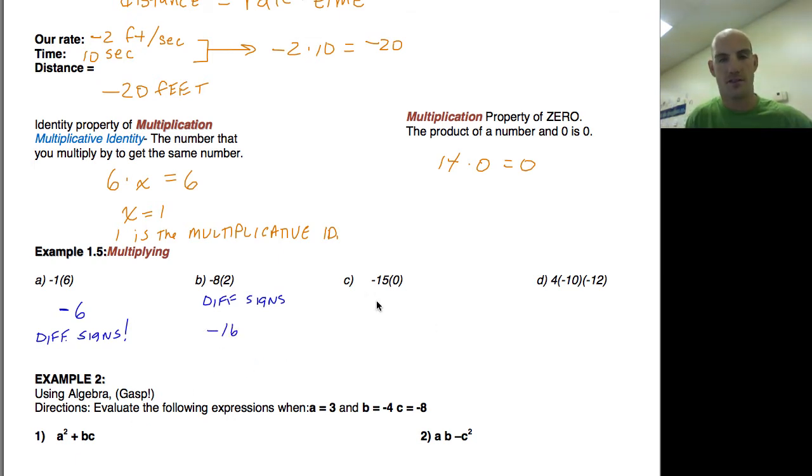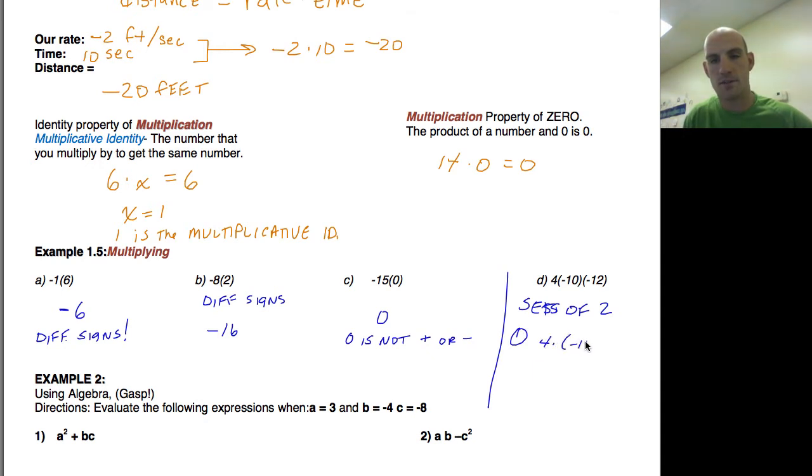Here we also have different signs, so it's going to be negative, but then I look at the numbers. -15 times 0. 0 groups of -15, so I know this is going to be 0, and 0 is not positive or negative. This one's a little bit trickier. In D, we want to use sets of 2. So number 1, 4 times negative 10. Different signs.